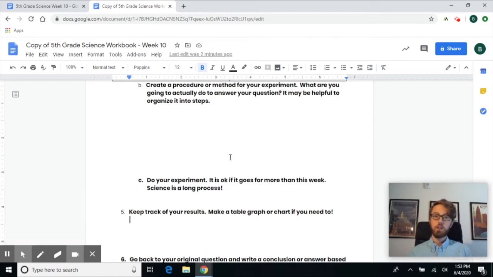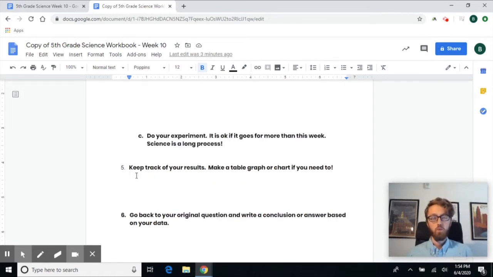So if you decide to do an experiment with any sort of organism, whether it's a plant or an animal, make sure that you're treating them with respect and kindness. So for this step, we're going to create a data chart so that we can keep track of how our experiment's doing. So I'm going to show you how you can create a table in your document here so that you can put data in and keep it organized.